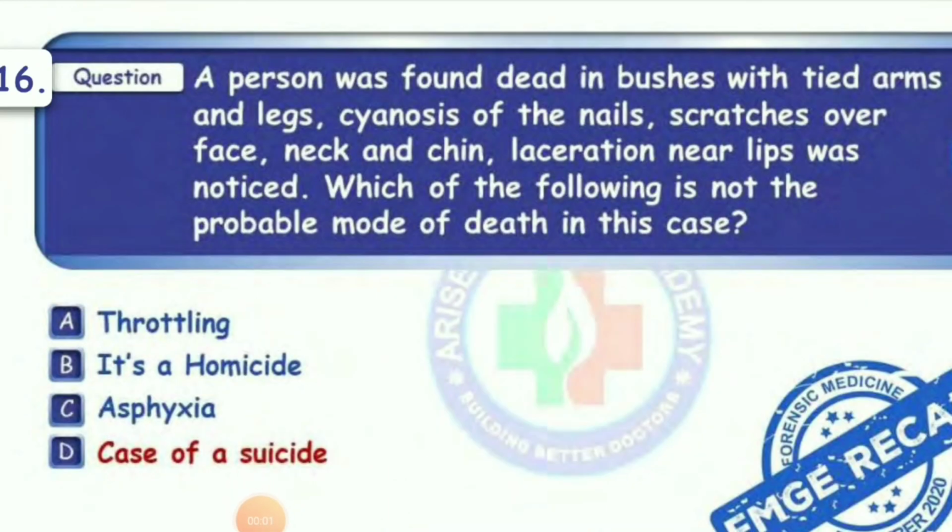Next question. A person was found dead in bushes with tied arms and legs. Cyanosis of the nails, scratches over face, neck and chin. Lacerations near lips was noticed. Which of the following is not the probable mode of death in this case? Options are throttling, it's a homicide and asphyxia. And the last option, case of a suicide. So, case of a suicide is the answer, which is not the probable mode of death in this case.